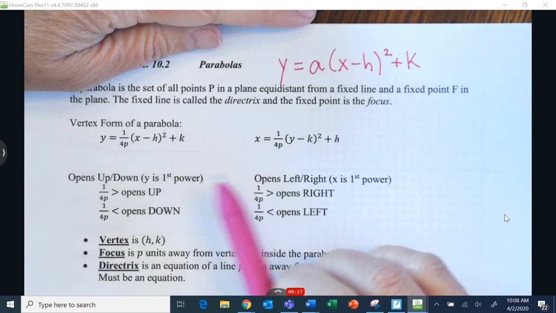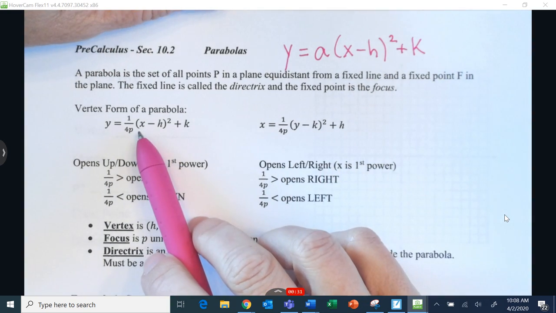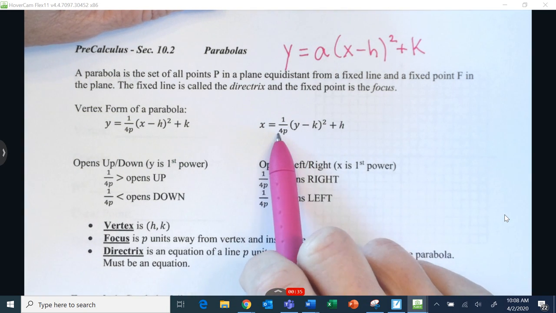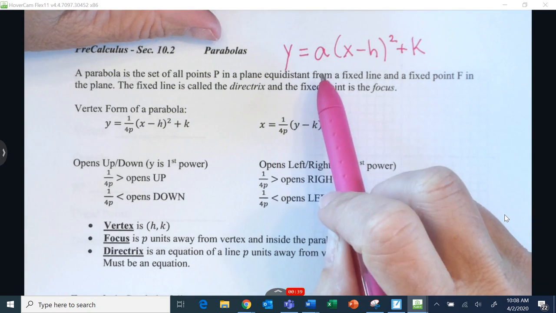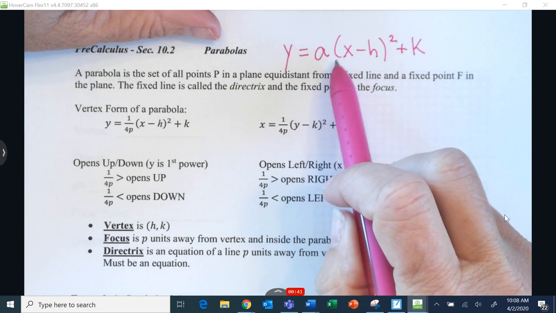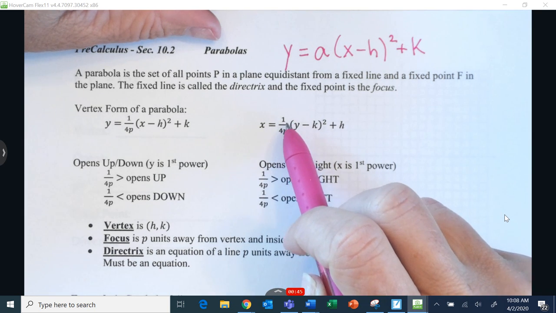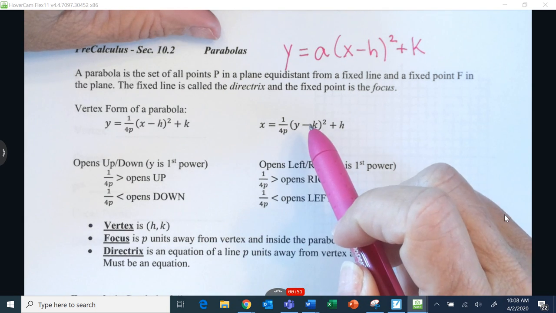You'll see there's two different forms of the vertex form of a parabola. One of them is a parabola that opens up or down, like the one that I just wrote. However, we're also going to have parabolas that open left or right. The other thing that's different is instead of just one value right here, we do have one value. It's just broken apart into 1 divided by 4p. And this p value is going to give us some information in just a moment.